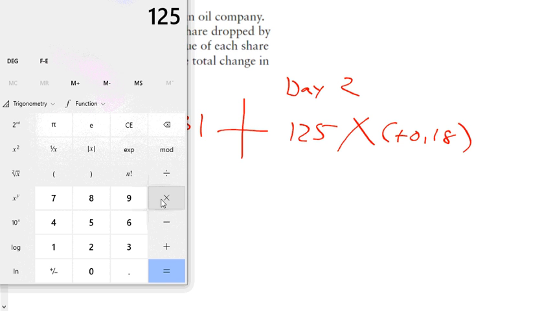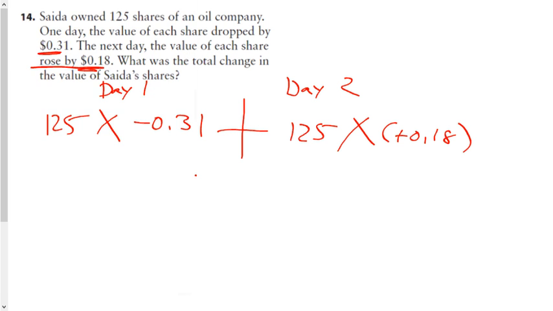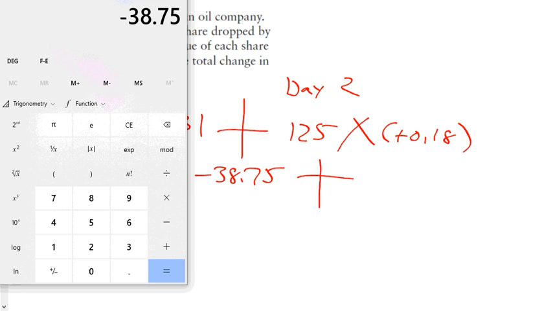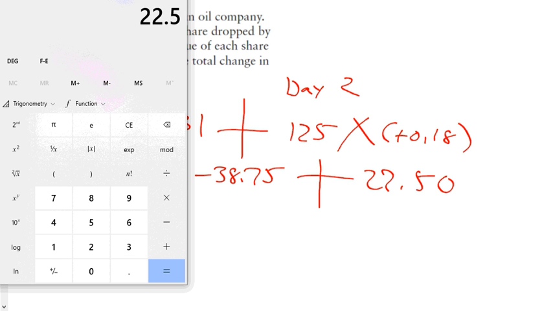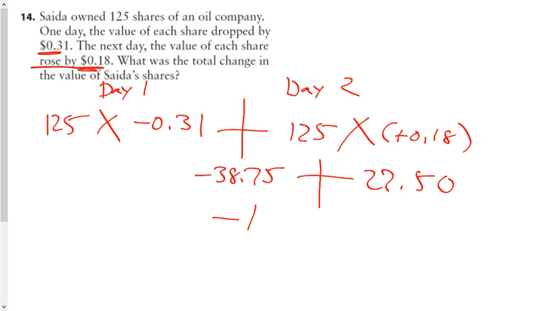125 shares decreasing by 31 cents means it dropped negative $38.75 in the first day. And in the second day, those 125 shares went up by 18 cents. It went up by $22.50 in day two. So as we can see before we actually do the math, after 2 days, the stocks are still down. But we take the 38.75, which is negative, combine it with the 22.50, and we get negative $16.25. That's the value of her stocks after 2 days.